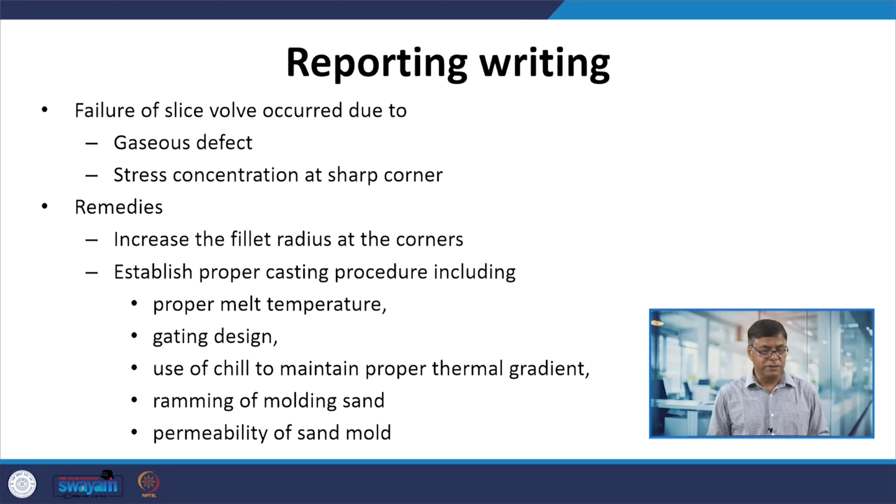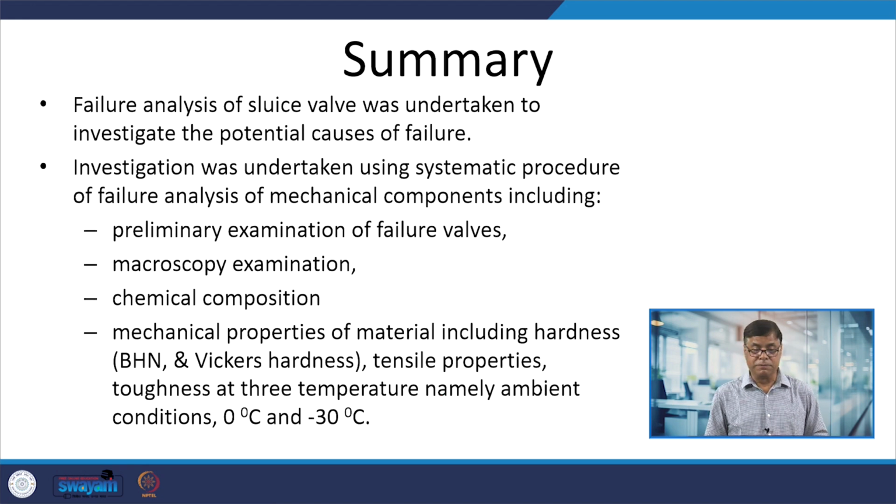So, based on these observations, the failure of the sluice valve occurred due to the gaseous defects, because these gaseous defects were very large, especially in the highest stress concentration areas. Stress concentration also contributed at the sharp corners. So, the remedy is to increase the fillet radius at the corners, and to reduce the gaseous defects, proper casting procedures including proper melt treatment, gating design, use of chills, proper ramming of the molding sand, and the permeability of the sand mold are to be ensured.